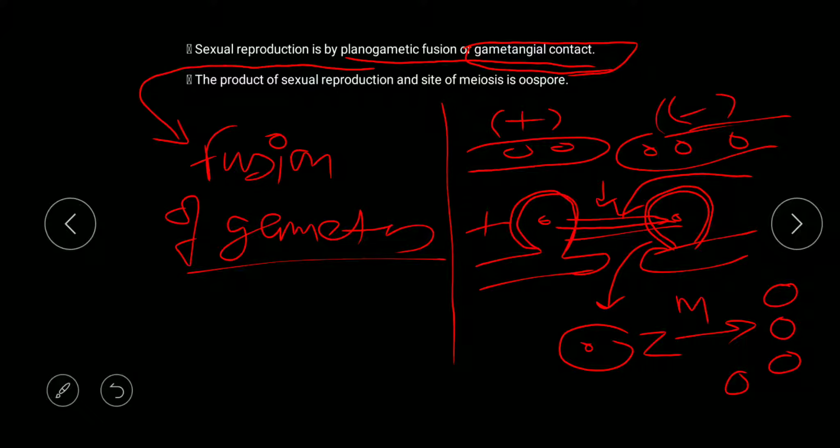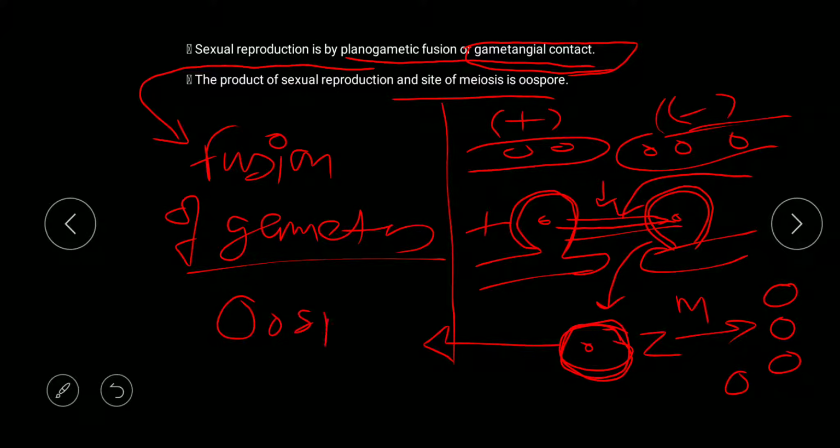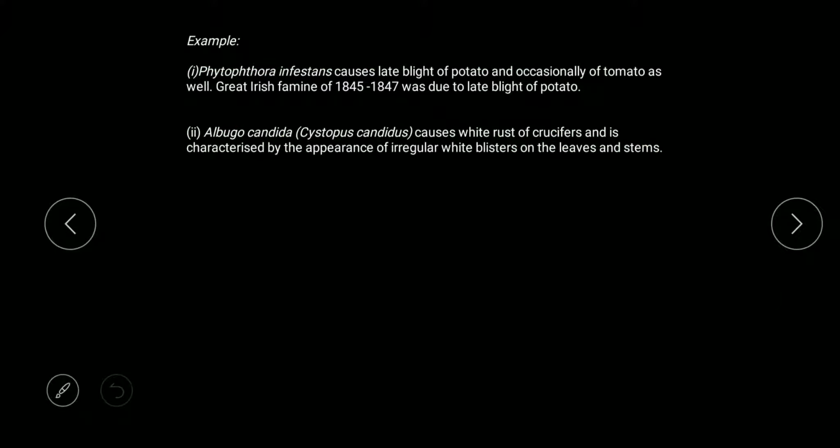The product of sexual reproduction, the site of meiosis, is the oospore. Remember, this zygote becomes thick walled, and then it is termed an oospore. The ploidy of the oospore is diploid. So we remember, the oospore is a sexual spore and the ploidy is diploid. We should understand some examples. The first example is Phytophthora infestans. Phytophthora comes under Oomycetes, and it causes late blight of potato, occasionally of tomato as well.